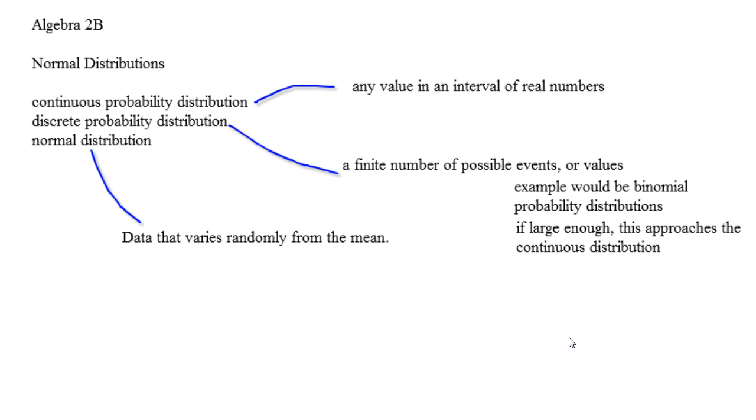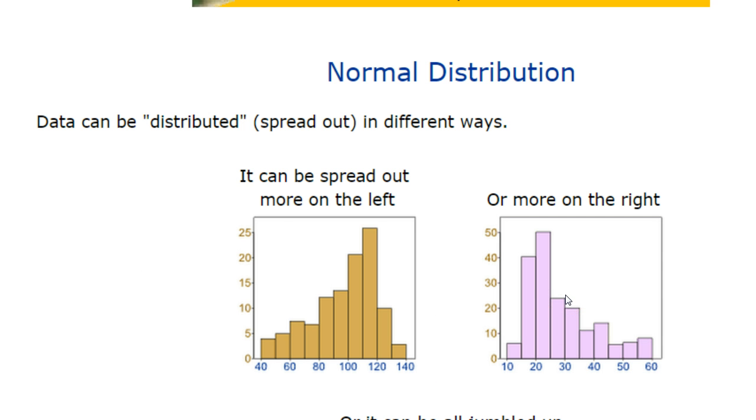Now, if this is large enough, this approaches a continuous distribution, which is a continuous probability distribution, which is any value in an interval of real numbers. Now, normal distribution is data that varies randomly from the mean, and I'll show you examples of all of these in one sec. Here's the website mathisfun.com on distributions.